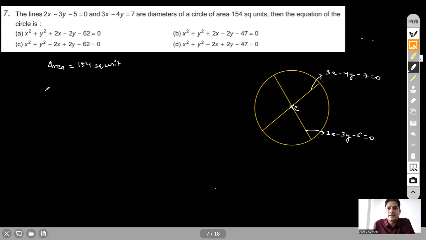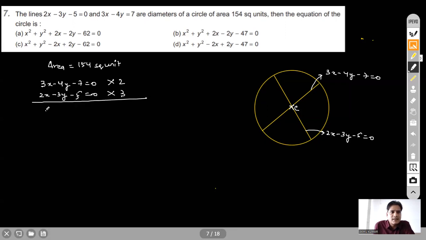3x minus 4y minus 7 is equal to 0, and 2x minus 3y minus 5 is equal to 0. Okay, so multiply this equation by 2 and this equation by 3. We get 6x minus 8y minus 14 is equal to 0, and this will give 6x minus 9y minus 15 is equal to 0.